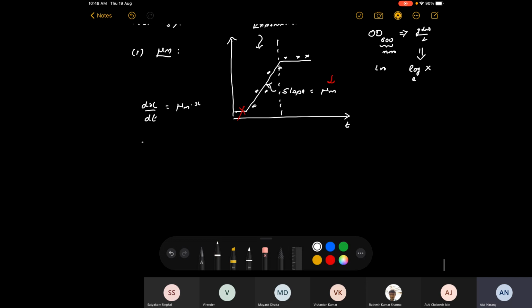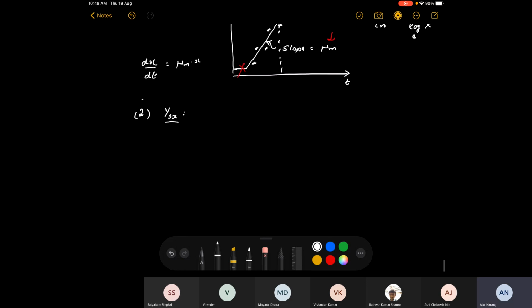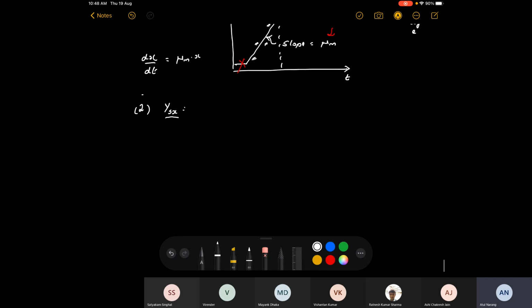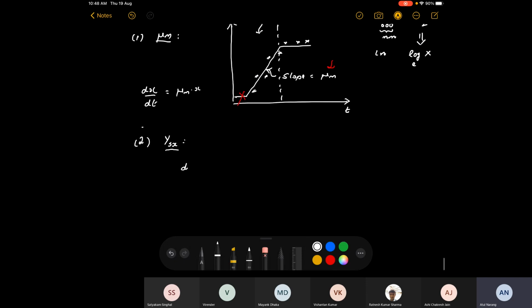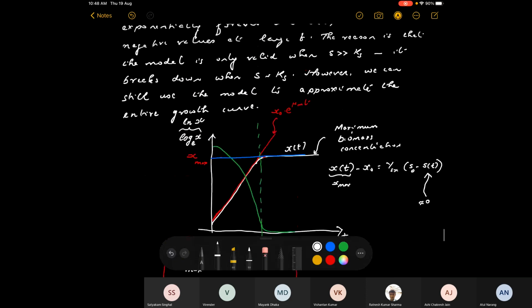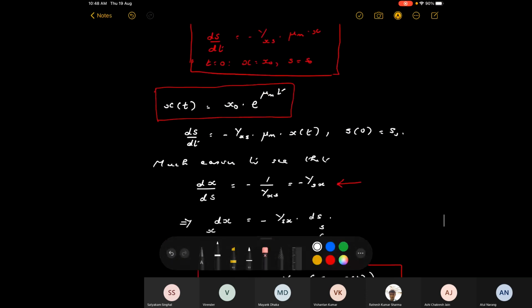And the second one is the parameter YSX. Well, this is also an important one. Well, there are two ways to measure this, right? One is, and to me this is the easy one. We know that. Let me go back and show you the relationship. It's right here. This one.